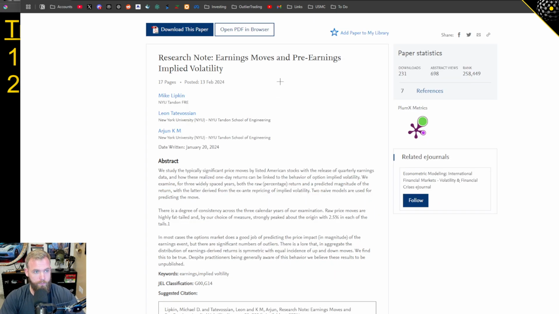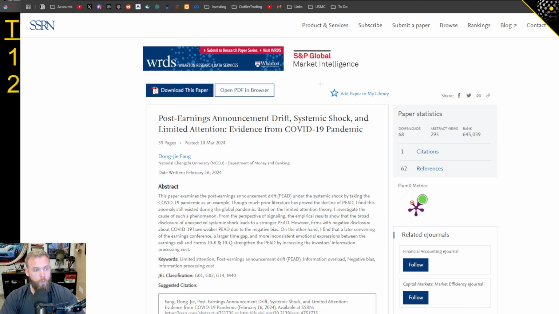So here's the first one. This one talks about earnings movements pre and post, and it specifically is going to hone in on volatility in the stock price. This one includes during kind of systemic shock periods, which in this case, it's looking at post-earnings announcement drift if it's impacted by something like COVID-19. So we're looking at post-earnings announcement drift, but we're adding another variable, meaning that there's something big going on, in this case, a global pandemic.